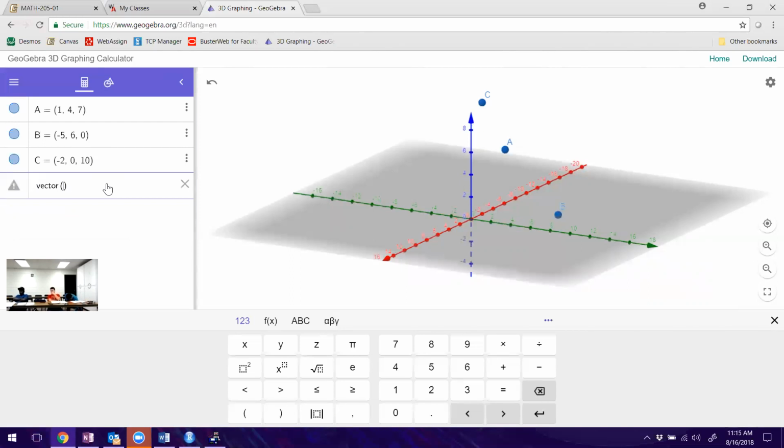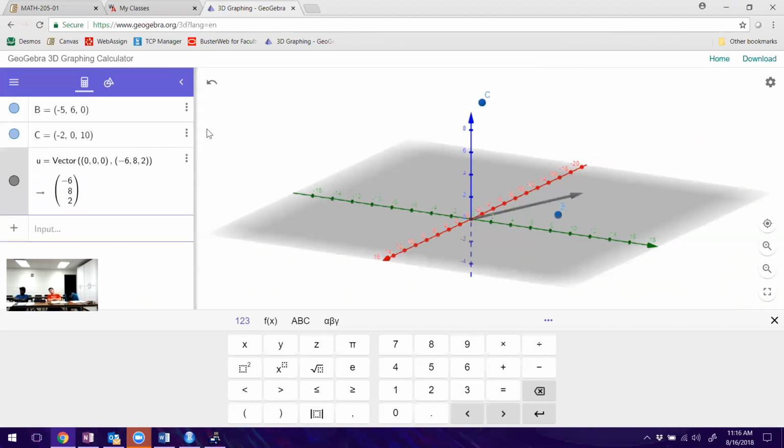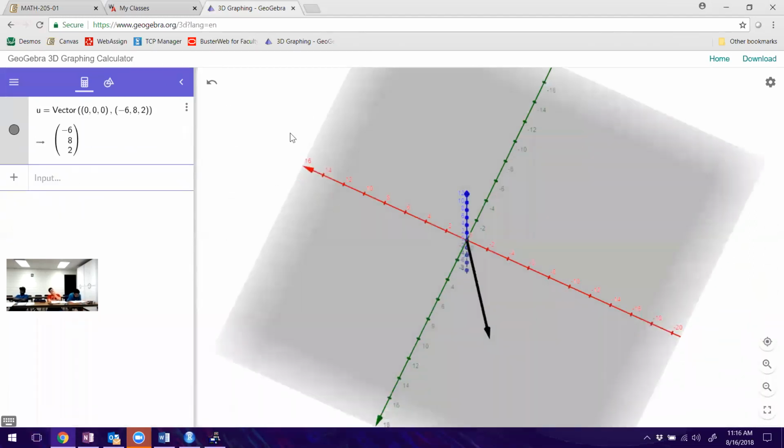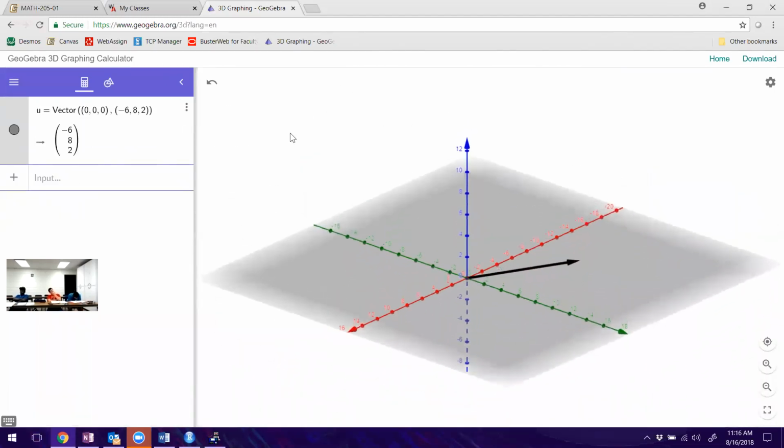So vector starting from point 0, 0, 0. Let's put my parentheses as I go. All right, vector v for this problem is negative 6, 8, 2. So let's see if this works. Okay, good. Let's take these off. All right, so there is that vector v that we were just working with in that previous problem.